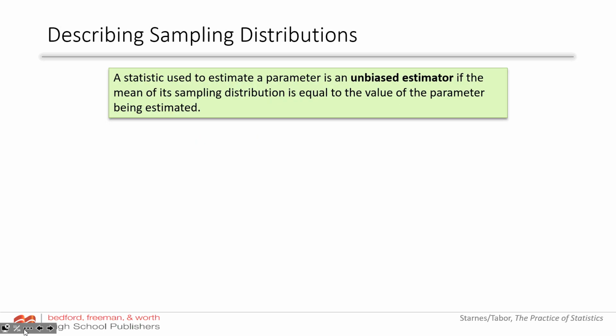Okay, so a statistic that we use to estimate a parameter, like an x bar that we use to estimate mu, or a p hat that we use to estimate p, is an unbiased estimator if, read this carefully, if the mean of its sampling distribution is equal to the value of the parameter being estimated.